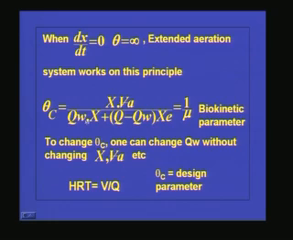From the equation itself it is clear that if you change the Qw term, because theta c is nothing but X into Va divided by Qw into X plus (Q minus Qw) into Xe, so if you change this Qw without changing either X or Va, we can change theta c. Another one is HRT, hydraulic retention time, that is V by Q, and theta c is the design parameter. This is very important.